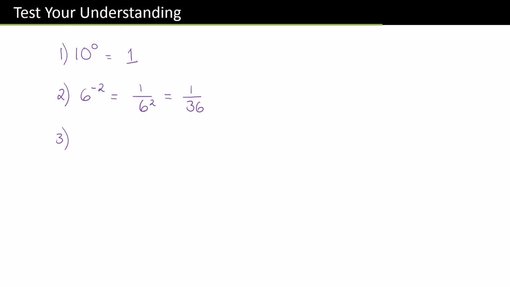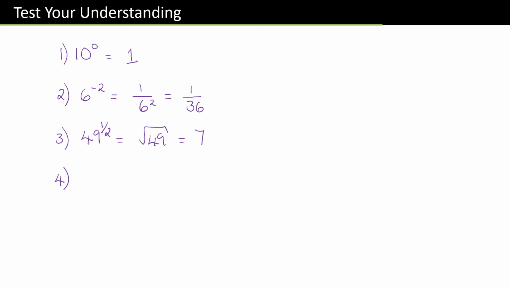Number 3, fractional indices. So what about 49 to the half? Have you remembered that when it's a fraction, the denominator means root? So this is the same as asking you what is the square root of 49, and the square root of 49 is 7.